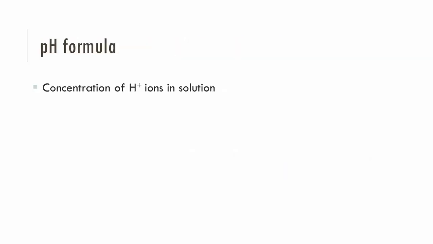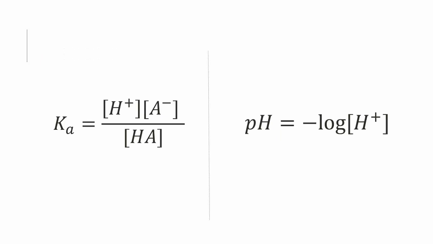pH is a measure of the concentration of H+ ions in a solution, and it has the following formula. The two formulas go together. The dissociation constant allows us to find the concentration of H+ ions in solution, and then we can find the pH.